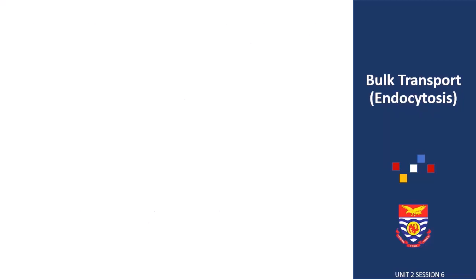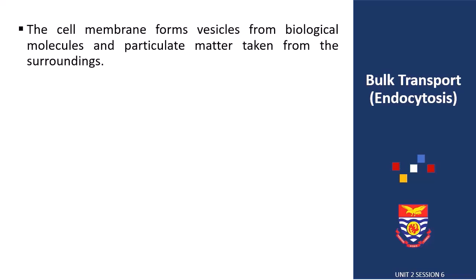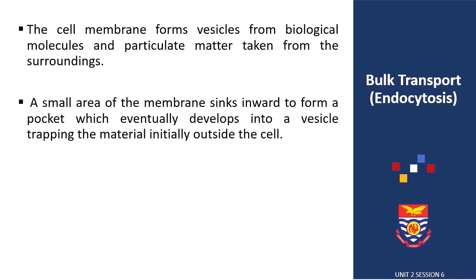Now let's have a look at endocytosis as a type of bulk transport. Endocytosis is basically the uptake of substances from outside the cell into the cell. So in endocytosis, the cell membrane forms vesicles from biological molecules and particulate matter from the surroundings, and a small area of the membrane sinks inward to form a pocket, and this eventually develops into a vesicle trapping the material which was initially outside the cell.